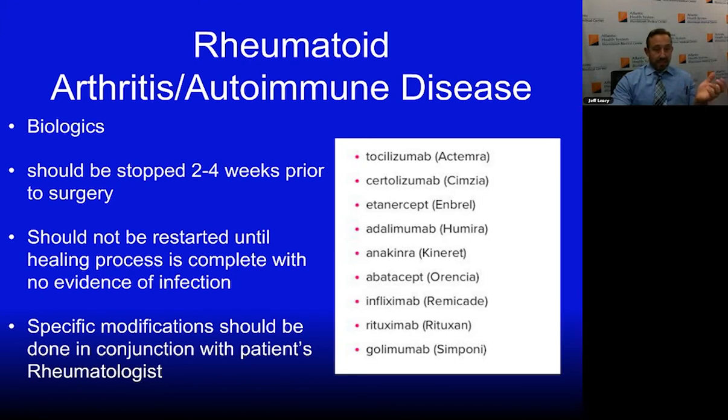The biologics need to be stopped 2 to 4 weeks prior and should not be restarted till after at least the incision is healed, if not longer, and there's no evidence of infection, because it can absolutely lead to increased infection risk. Specific modifications, again, should be done with the patient's rheumatologist, because all these medications are on various cycles, and each one has a different sort of window of when it's safe to operate and safe to restart. And I'm not going to go through point by point, but it's important that we recognize patients who are on these medications and make sure that the appropriate time to start and stop is addressed prior to surgery.